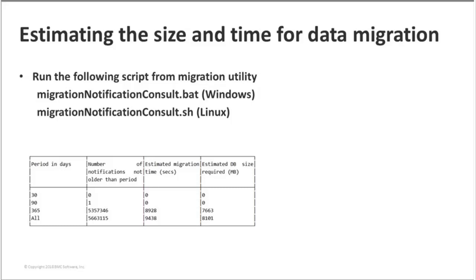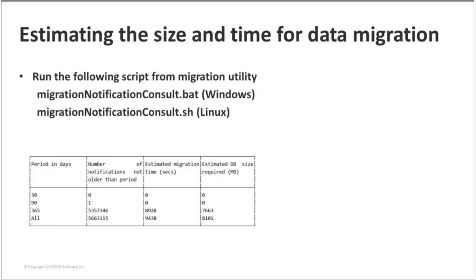We call it a migration utility. So this is this utility. When you run it, again, there are detailed instructions available in the documentation. In the interest of time, I won't be able to go through every step here, but I'll definitely give you the references where you can go and look at this information. So these scripts that I have here on the screen will give you information about the number of notifications that you have and the estimated migration time and the estimated database size required to migrate this data.